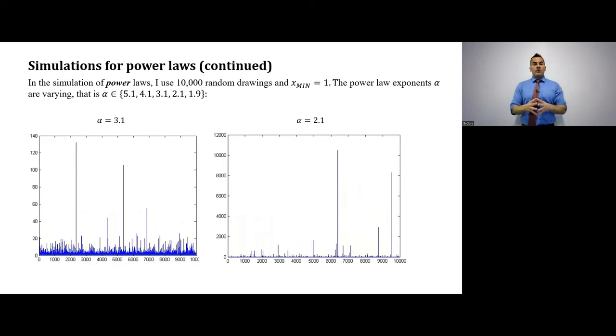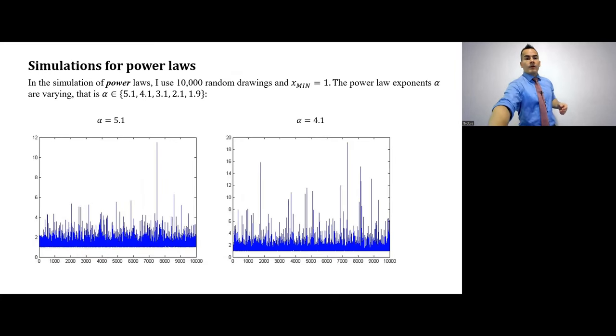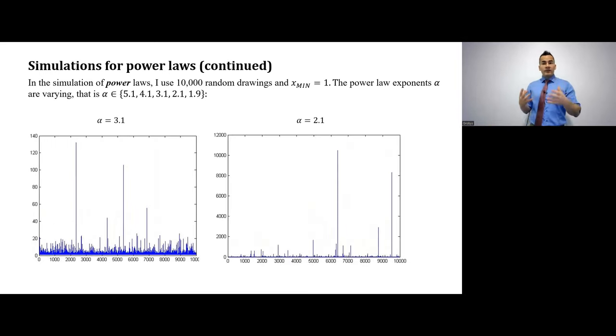Now we move to power law exponents of 3.1 and 2.1. On the left-hand side, we see a power law exponent of 3.1 simulated over 10,000 drawings. The economic magnitude of the largest observation is around 140. If we move back, we had roughly 20. So 140 and 20, it's larger by a factor of around 7. Moving from 5.1 to 4.1, the largest observation increased by roughly a factor of 2; from 4.1 to 3.1, it increased by a factor of 7.